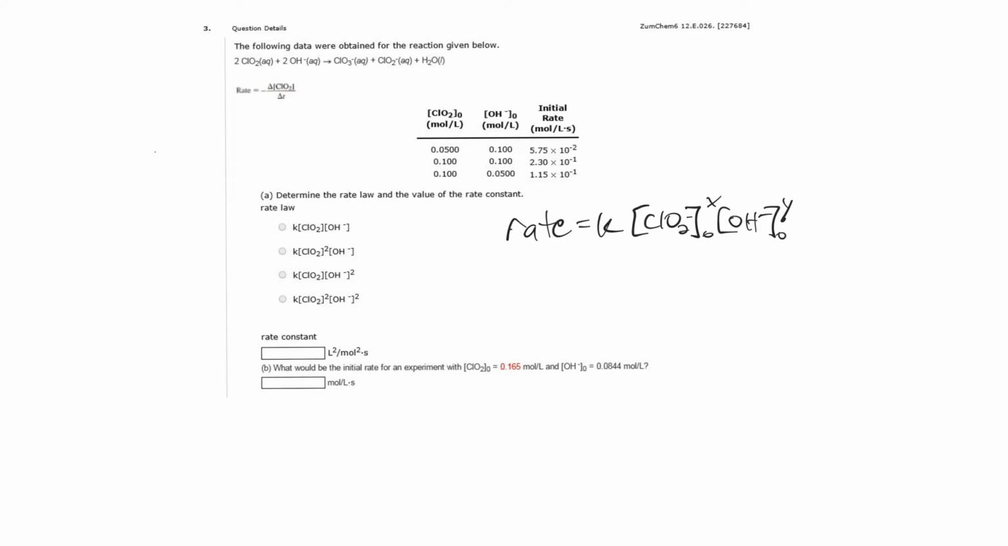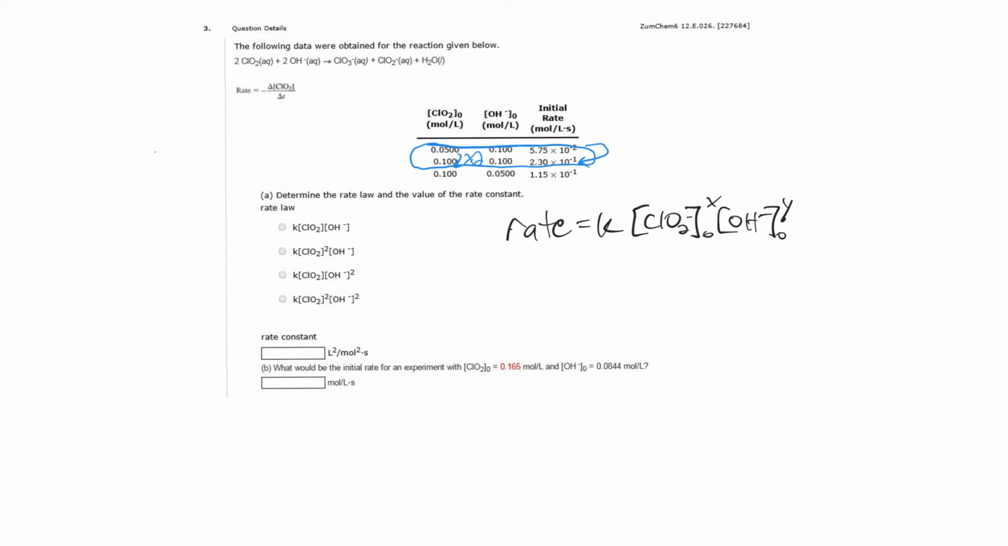They only give us 3 experiments to look at. And thankfully, the 3 experiments they gave us enable us to eyeball the problem, because in comparing lines 1 and 2, the hydroxide concentration stays the same. Well, if the hydroxide concentration stays the same and the ClO2 concentration doubles, and in response to the doubling of the concentration of ClO2, we note that the rate changes by a factor of, please note carefully that there's a difference in the exponents.